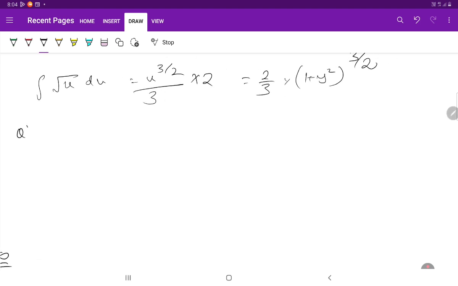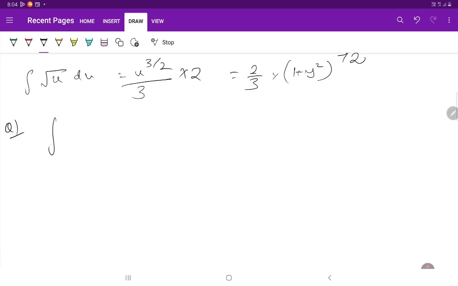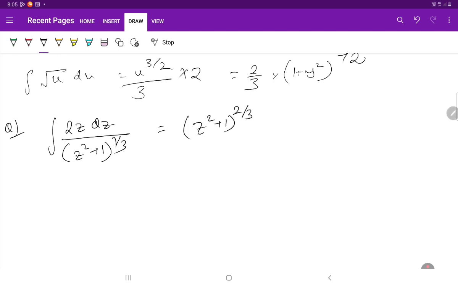Take another problem like integration of 2z dz into z square plus 1 whole to the power 1 by 3. You can take it as homework and try, but I am also telling you the answer. The answer will come out to be z square plus 1 whole to the power 4 by 3 upon 4 by 3 plus c. Okay.